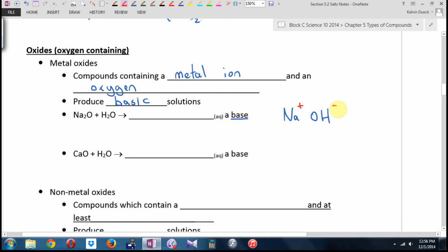Oh, when I crisscross, this will work quite nicely, Joseph. I'll get NaOH, sodium hydroxide. Now we balance. How many sodiums on the left-hand side? 2. Maybe I need 2 here. How many oxygens on the left? 1, 2. How many oxygens here? 2. How many hydrogens on the left? 2. 2 hydrogens here. We're balanced.